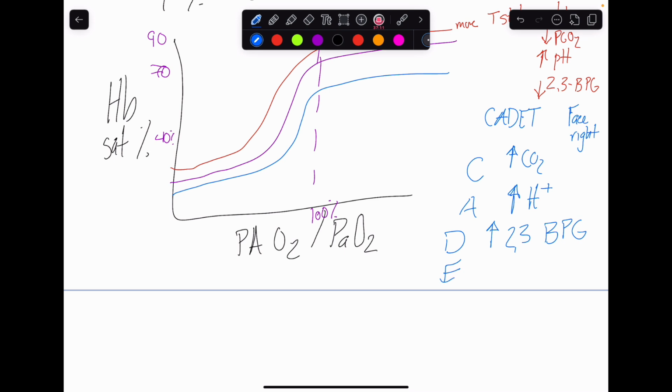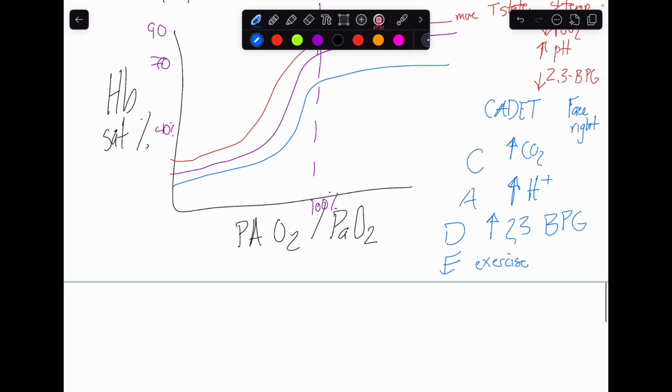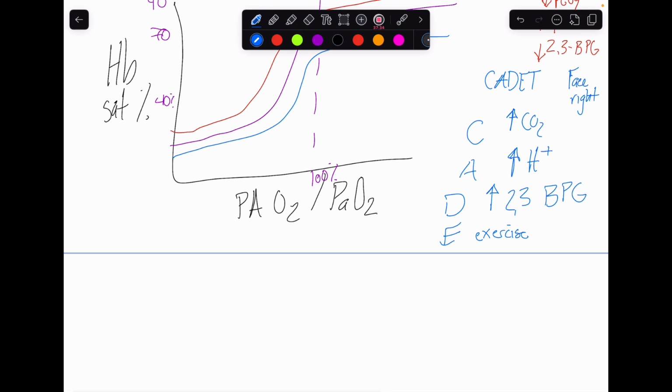Exercise will produce more lactate, so it makes more lactic acid. You'll be increasing your CO2 as well because your cells are going to be working harder, and you'll also be increasing 2,3-BPG, which can be made in your red blood cells via a fun little pathway. And also temperature, you'll get warmer, so you'll increase the temperature. So a left shift, you're going to be increasing affinity, which will inhibit O2 unloading.